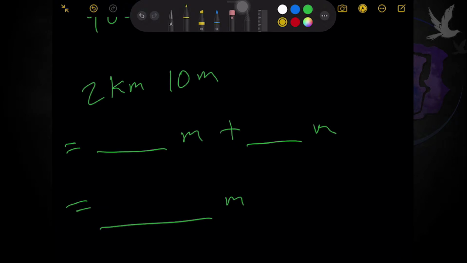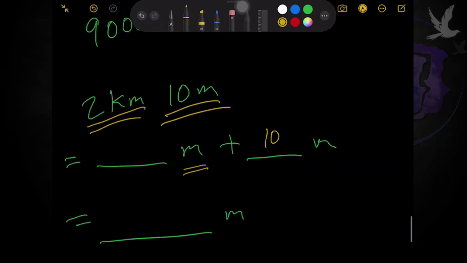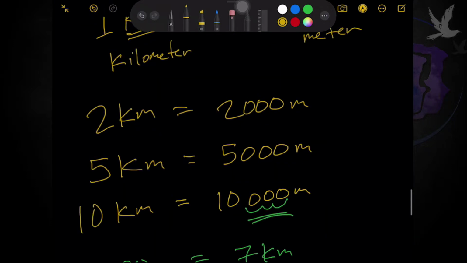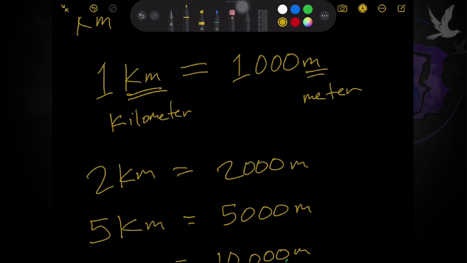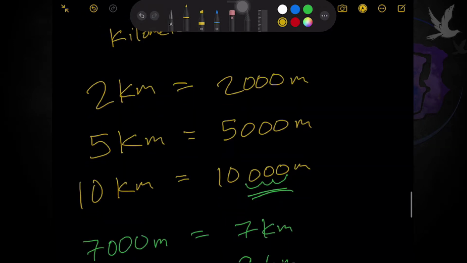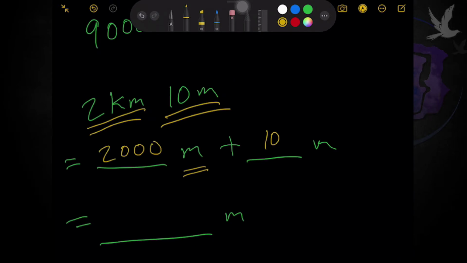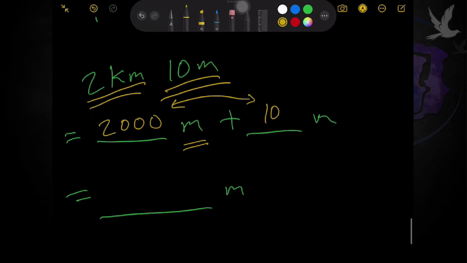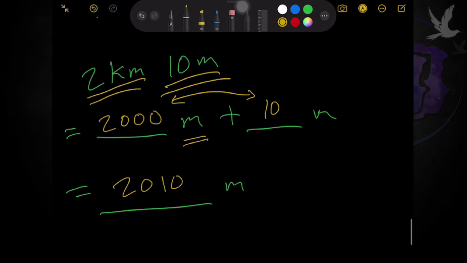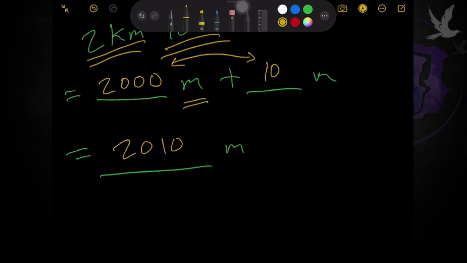So it's the same. 10 meters, that's what you write here. For 2 kilometers, you don't write just 2, but instead its equivalent in meters. Oh, we have an example already. Knowing that 1 kilometer is equivalent to 1,000 meters, 2 kilometers is equivalent to 2,000 meters. All you have to do now to find our total length in meters is to combine these two. So 2,000 plus 10 is 2,010 meters. So in this case, you already have your answer.